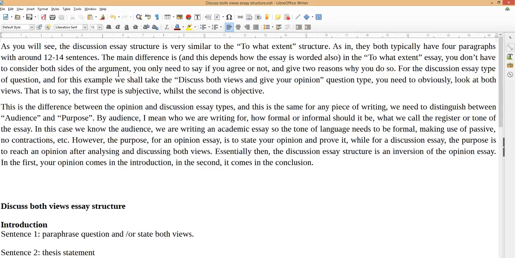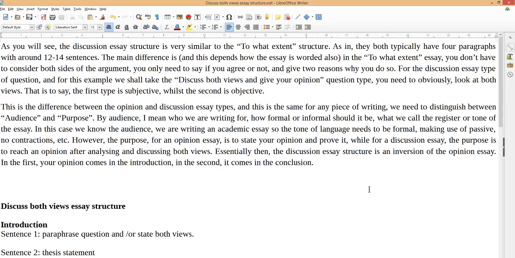The difference is really in the to what extent. You don't have to look at both sides of the argument. You only need to say if you agree or not. And then in paragraph 2 and 3, give reasons why you do so. So it's entirely subjective. You say, I agree with the statement because, and also for this reason, etc.